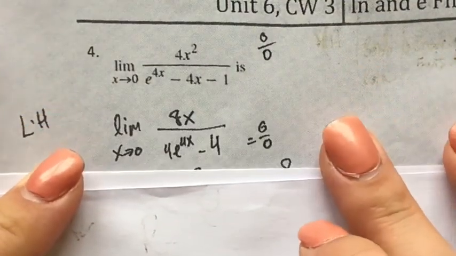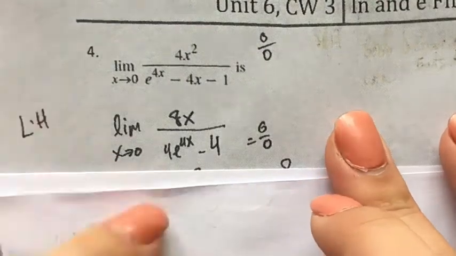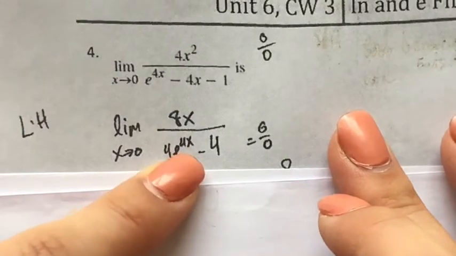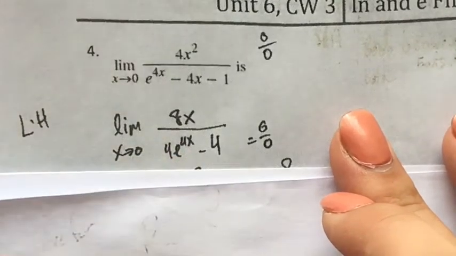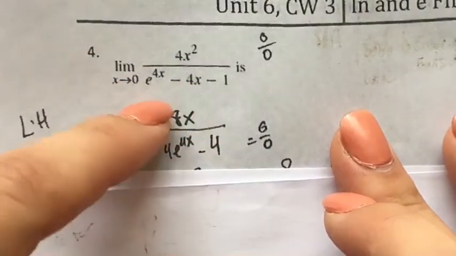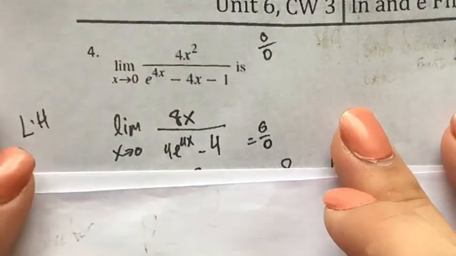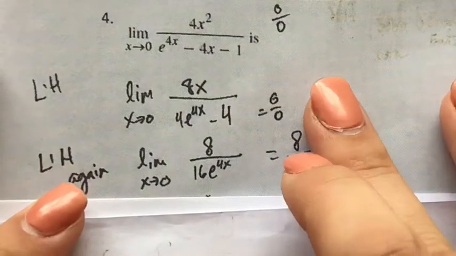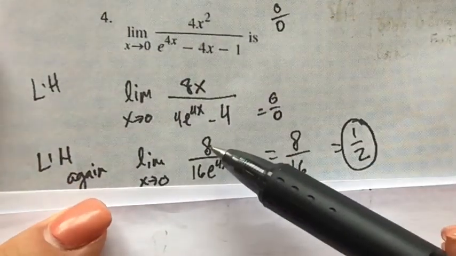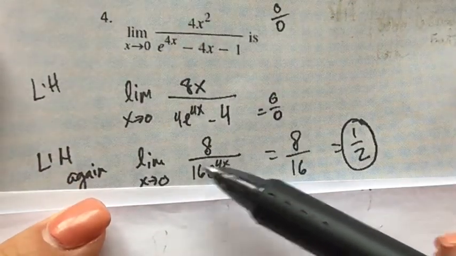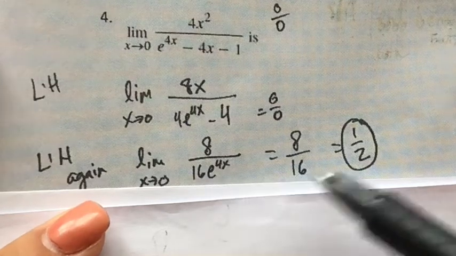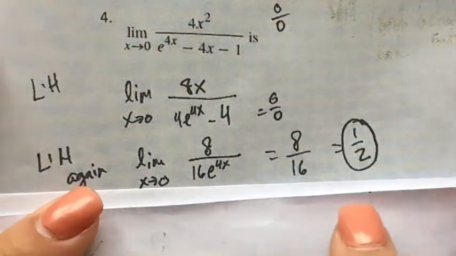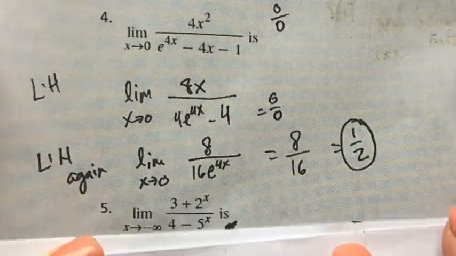Alrighty, so you do L'Hopital's. You take the derivative of the top, put it on top, the derivative of the bottom, put it on the bottom. You sub in, you still get 0 over 0. The top is 0 and the bottom is 4 minus 4, which is 0. So you do L'Hopital's again. Take the derivative of the top, put it on top, take the derivative of the bottom, put it on the bottom, so I have times 4 again. And now when I sub in, I in fact get 8 over 16 times 1, which is a half. Yoo-hoo!